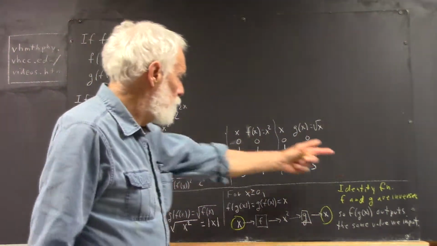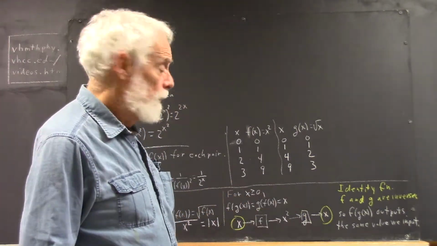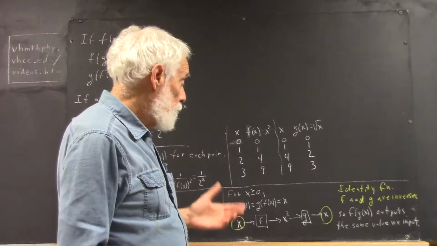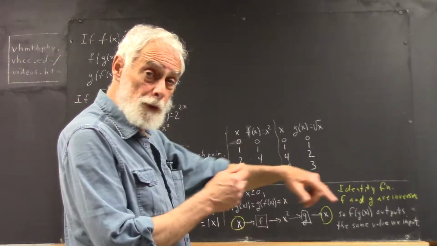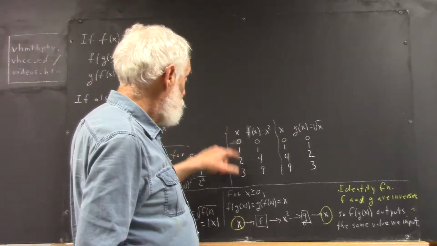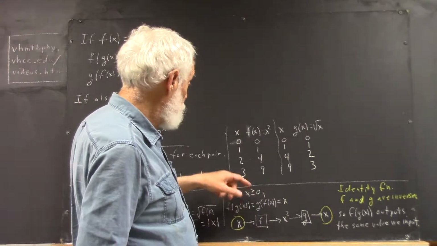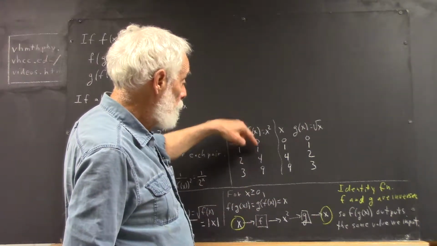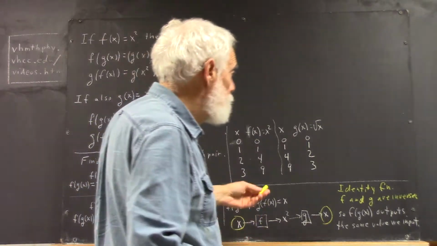Now, if I look at these two tables, what do I see? What do you see about the pattern of these two tables? Well, the pattern is simply that the columns have been reversed. The 0, 1, 2, 3 column is now the second column of the g of x function. The second column of the f of x function is now the first column of the g of x function. What does this do to the graph?